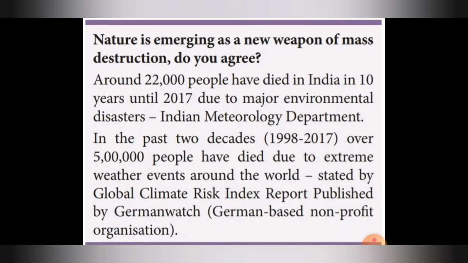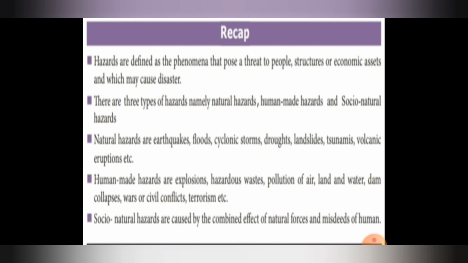So nature is emerging as a new weapon of mass destruction. Do you agree? Yes, they have given here. Around 22,000 people have died in India in 10 years until 2017 due to major environmental disasters. Indian Meteorology Department says this. In the past 2 decades, from 1998 to 2017, over 5 lakh people have died due to extreme weather events around the world, stated by the Global Climate Risk Index report published by a German-based non-profit organization.